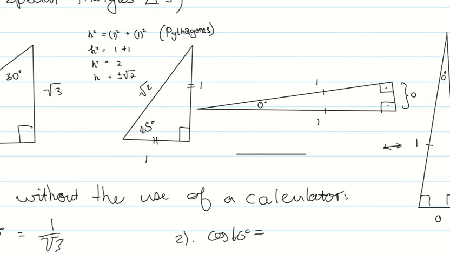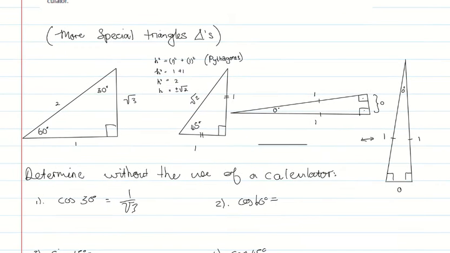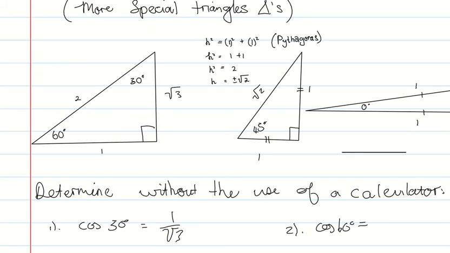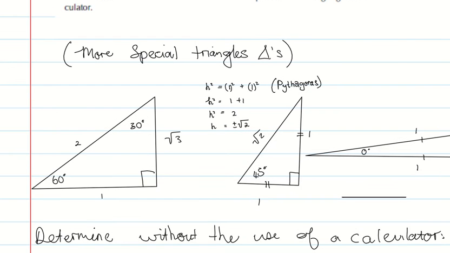Alright, so that's that. Now, in essence, they ask us in the example, and we're going to do this example together, determine without the use of a calculator. So you need to know all of these triangles right here, and then you need to use these triangles to determine the following. So it's only going to be a 30.